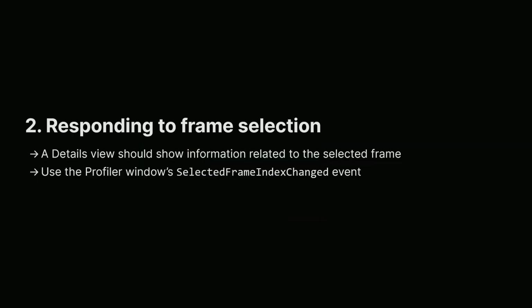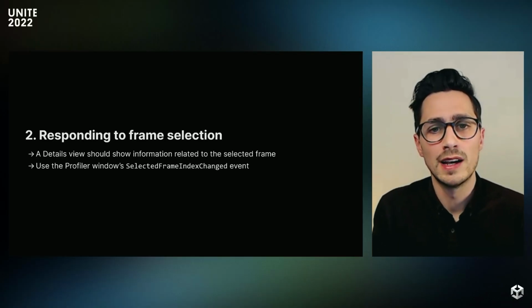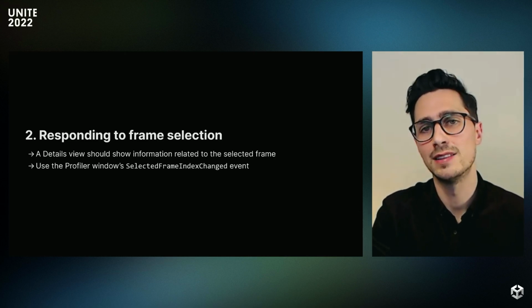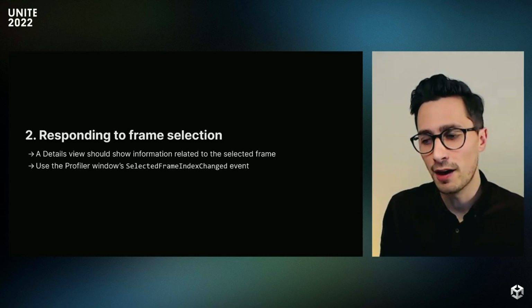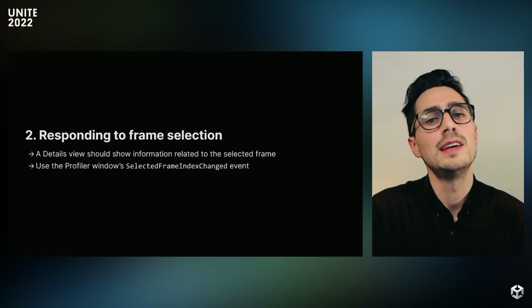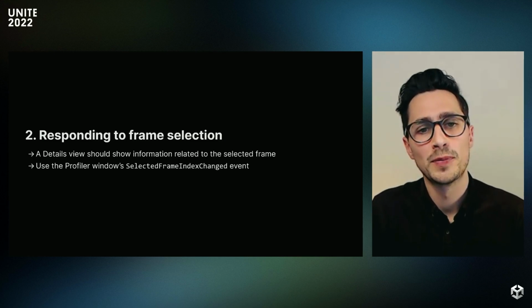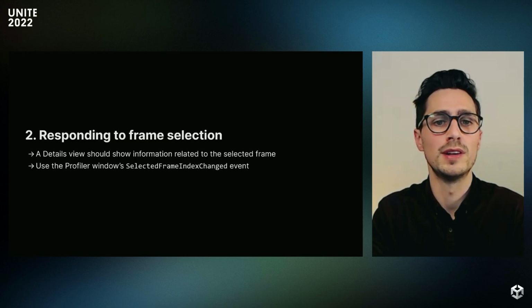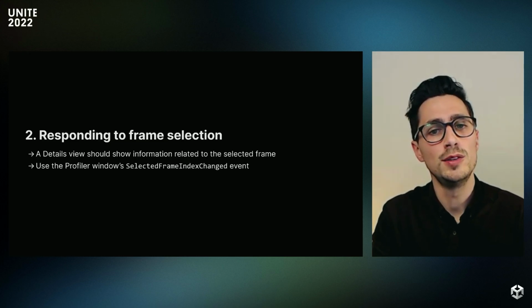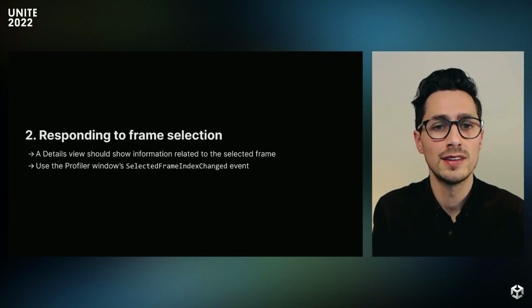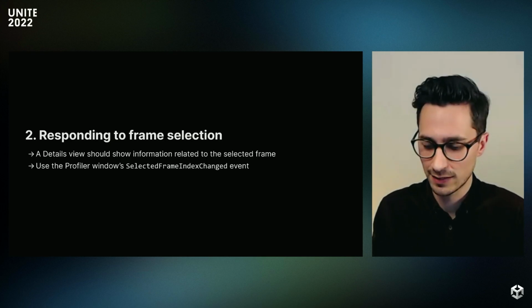The second tip is how to respond to frame selection. We covered earlier how the module's details view is intended to show more information related to the selected frame. Therefore, when the user changes the selected frame, you need to update your details view to reflect that. And this is where our profiler window reference on the view controller comes in handy, because we can use its selected frame index changed event to be notified of this and update our UI accordingly.